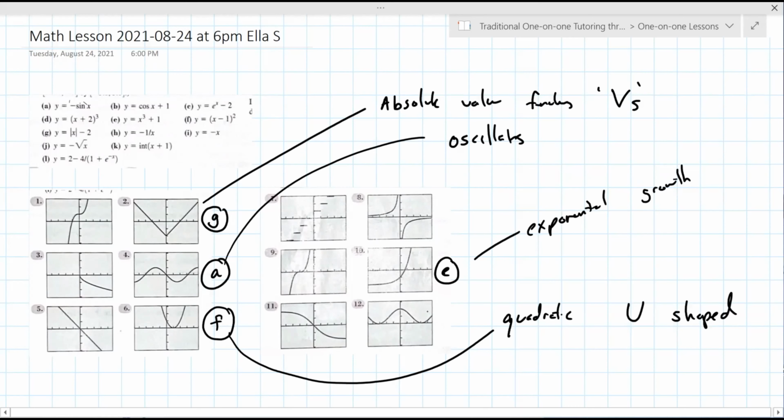12 also oscillates, and since 4 was A, 12, oh, that's so fine. 12 must be B, yes. And it also oscillates. Got it. All right, we're up to 14.